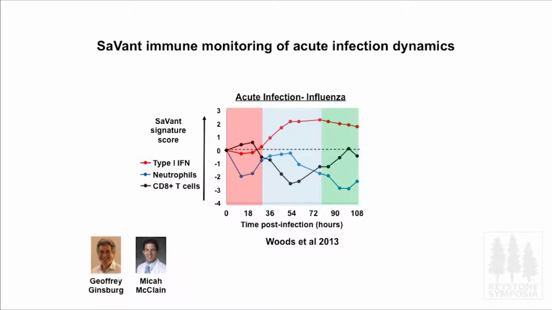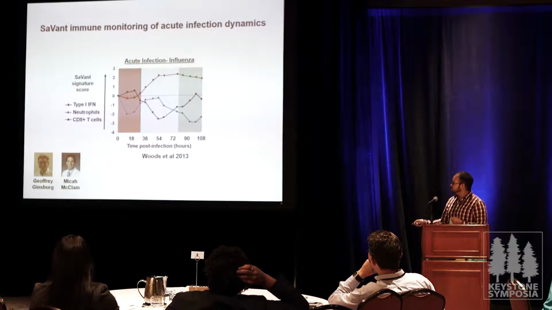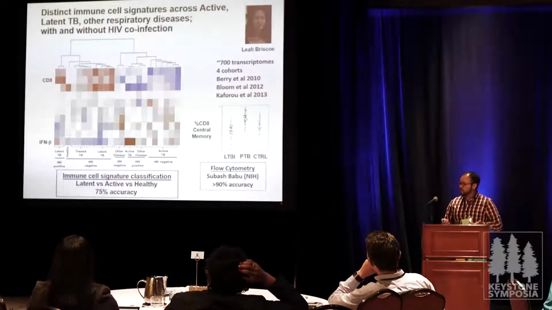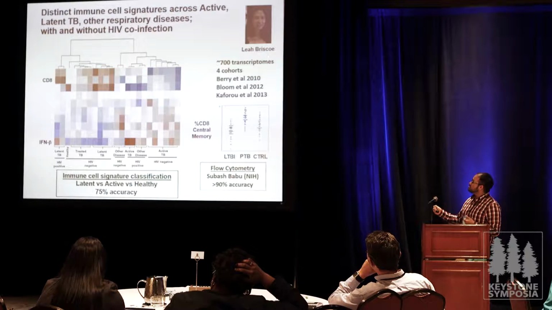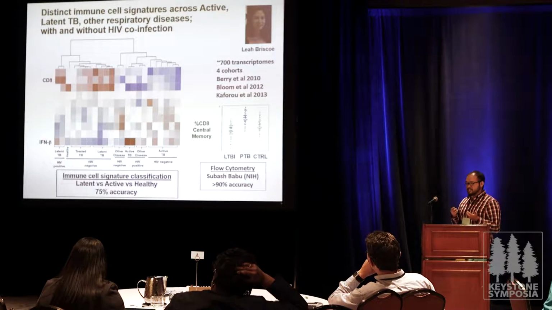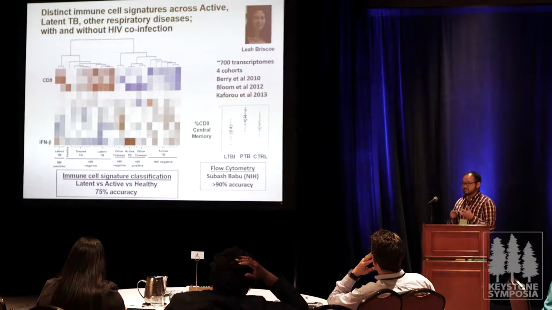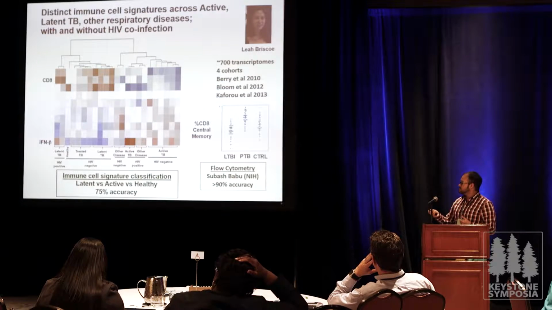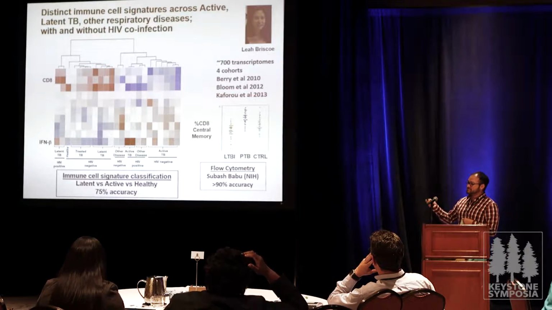We input this into Savant, and what we could see is that in the beginning there is a decrease in the neutrophils leaving the periphery, presumably for the lung, followed by an increase in the type 1 interferon response, a known antiviral response, as well as a decrease, or a leaving, of the CD8s from the periphery, which may be involved in memory. To look at more chronic disease, working with an undergraduate, Leah Briscoe, we looked at TB blood transcriptomes, over 700 from 4 different cohorts. A lot of these cohorts are actually from Anne O'Garra's lab here, and I hope you don't mind me using a lot of your data.